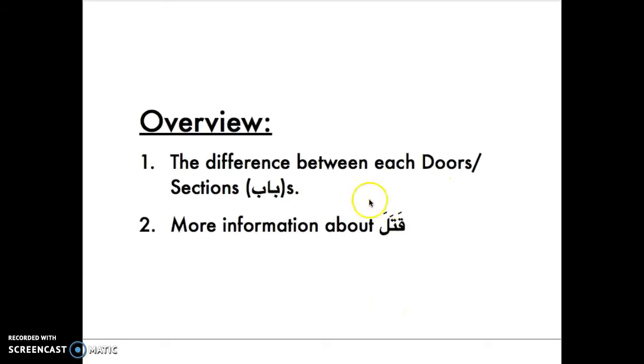We're first going to try to tell the difference between the doors or sections, bab, and there's more than one. And we're going to give a little bit of information about the word, the action, qatal.